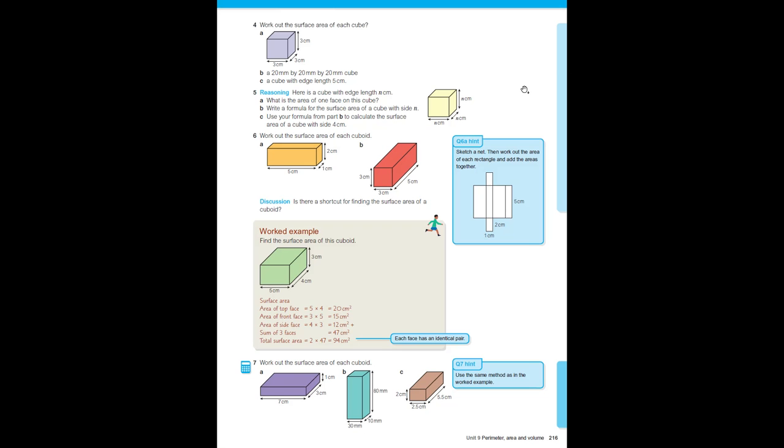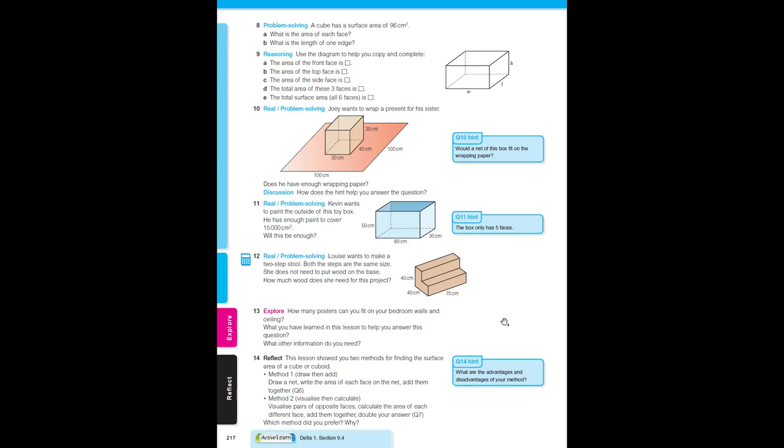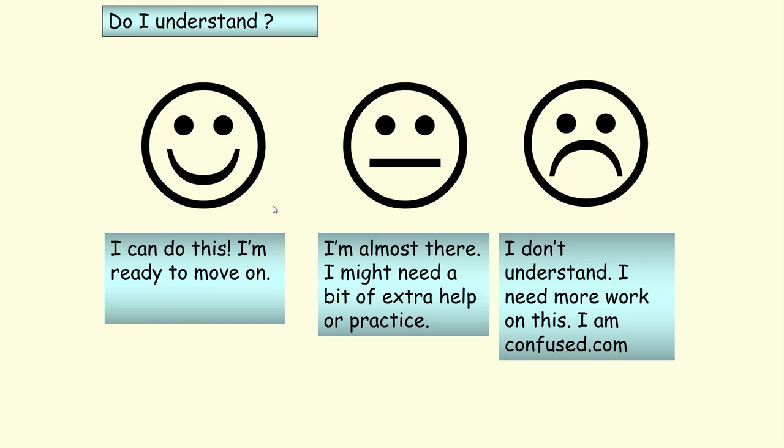And the questions, I want you to start from number 4. It's on page 216. So start from number 4, work your way through, and you can use a calculator on number 7. Once you've done that, turn the page over and work your way through down to number 14. Good luck. Once you're finished, don't forget, go back to the lesson objective and indicate then where you are.